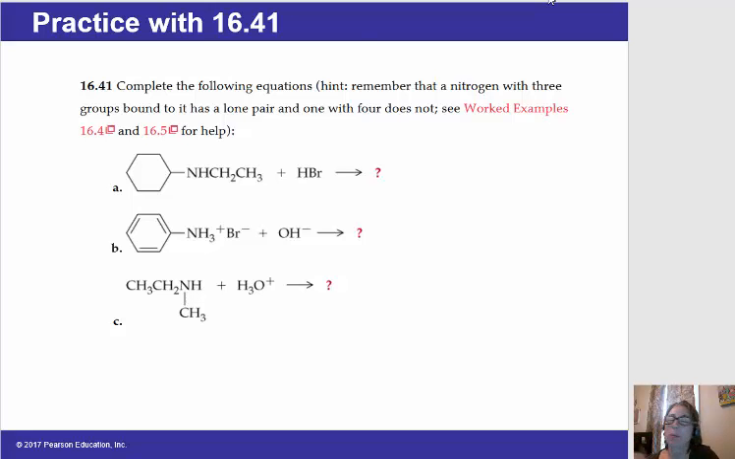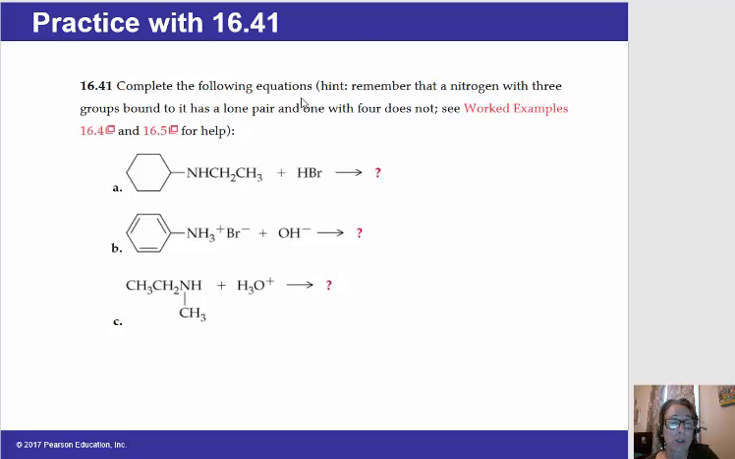So let's look at problem 16.41 at the back of chapter 16 to help us practice what we've learned about reactions of amines, which are bases, and reactions of quaternary ammonium cations, which are acids. So it asks us to complete the following equations, which means determine what the products are going to be.